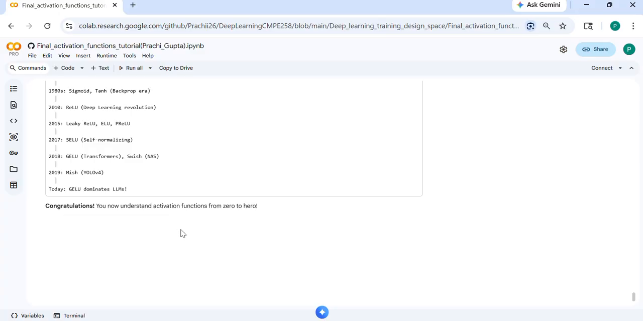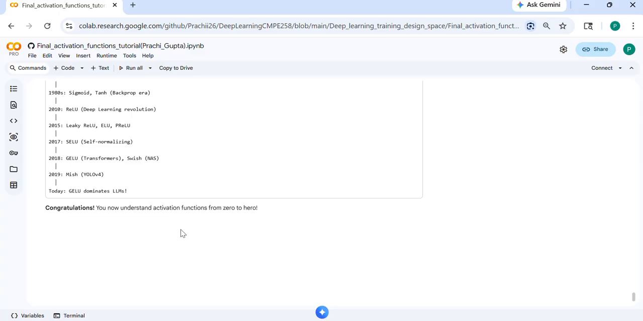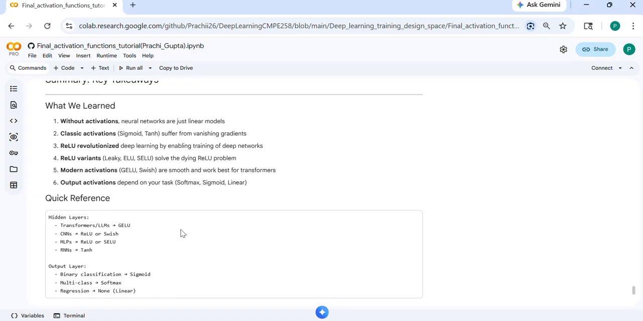And yeah, that's it. So this was the complete explanation of my notebook covering both theoretical concepts and practical implementations of activation functions.